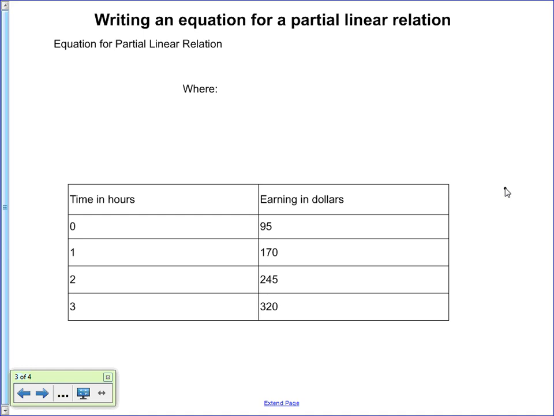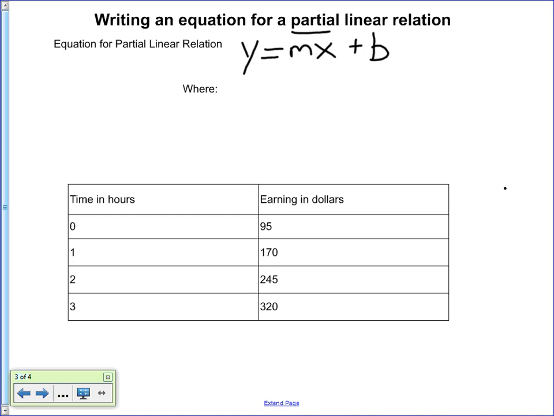In this podcast, we're dealing with the equation for a partial linear relation. So remember, the equation that we can use to calculate a direct linear equation is y equals mx. What we're going to do is add another variable to this, and that's for a partial. A partial linear equation does not go through zero, so we need to account for the fact that our line is not going to go through the origin, but goes through some other point. That is where the b comes in.